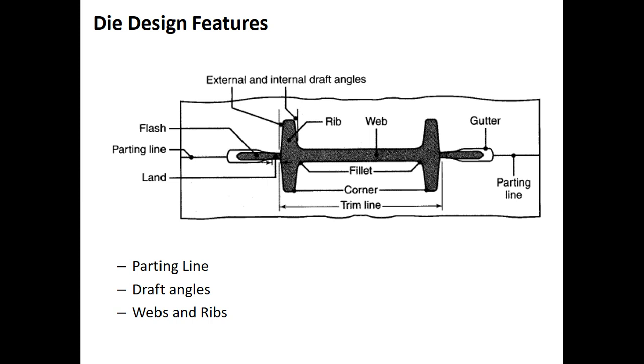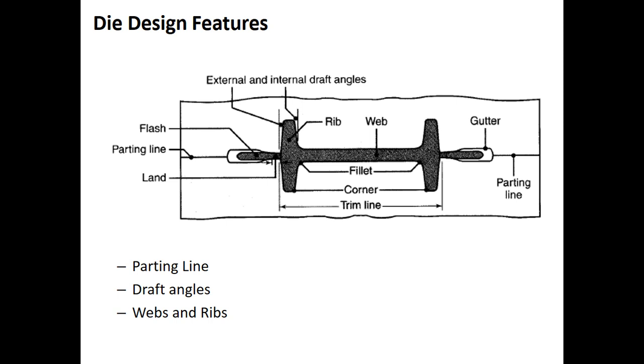The second nomenclature you can be familiar with is the draft angle. The draft angle is necessary in almost all forging dies. Why? In order to facilitate the easy removal of the part from the die.